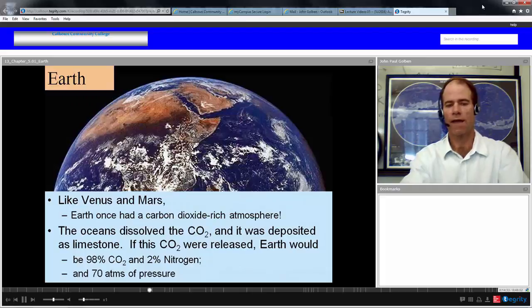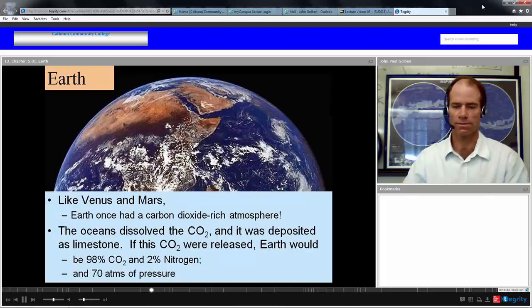and 70 atmospheres of pressure. So we would be predominantly carbon dioxide, and we would have a much thicker atmosphere, very similar to the kind of atmosphere that exists on Venus.